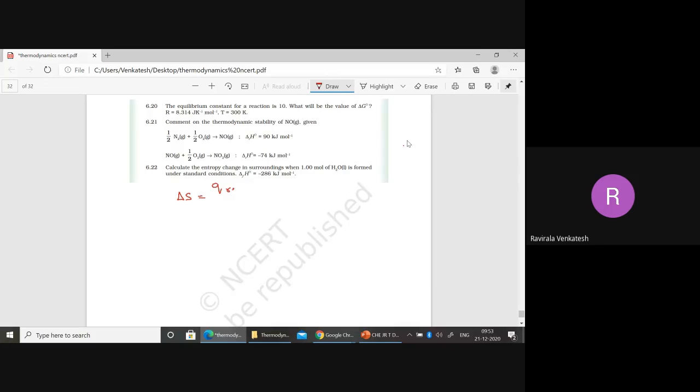Q reversible, that means surrounding you can take, whatever, I am taking surrounding, because in the last class we discussed Q surrounding. To avoid the confusion, it is Q by temperature, correct or not? Heat by temperature is called entropy, correct? Now, whether temperature is given or not? Standard conditions, so temperature will be 298.15 Kelvin.